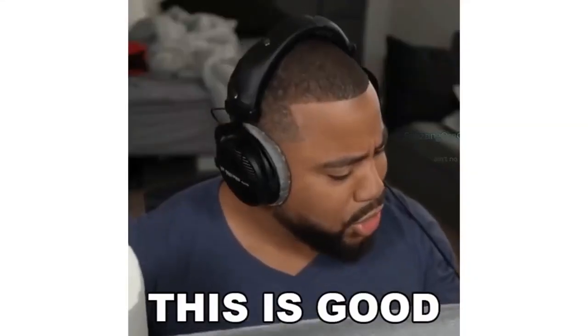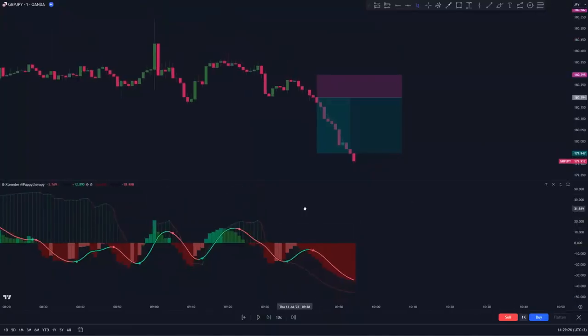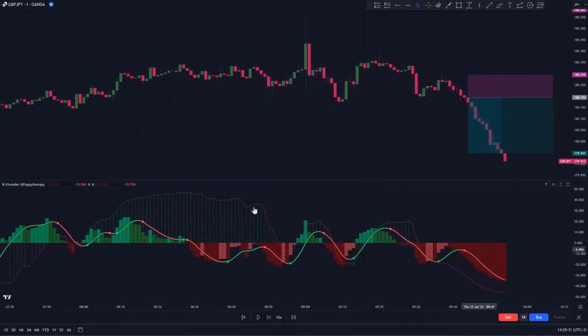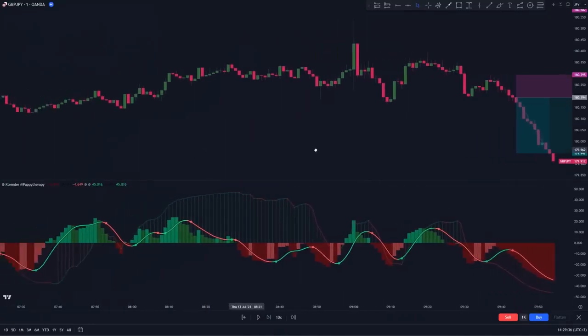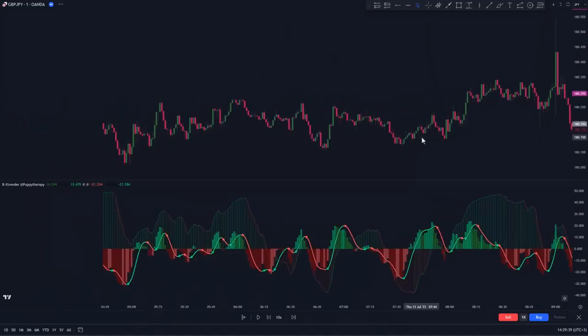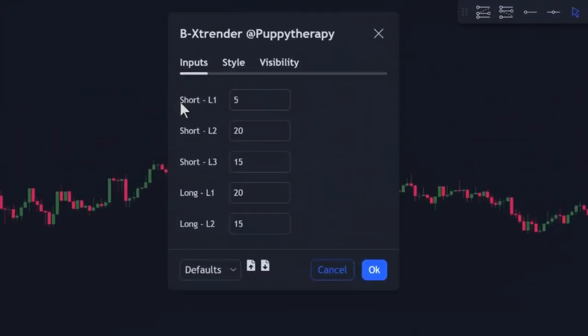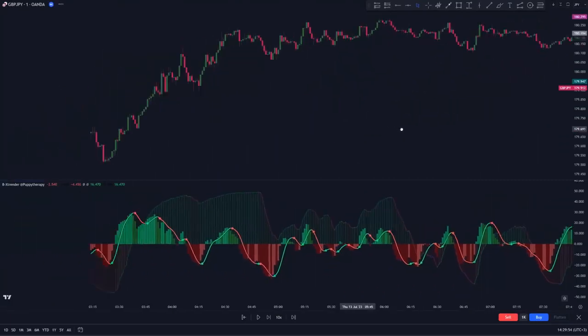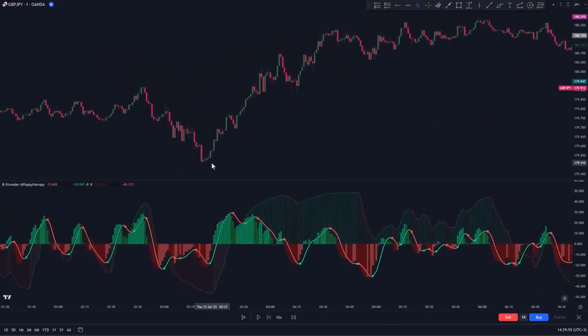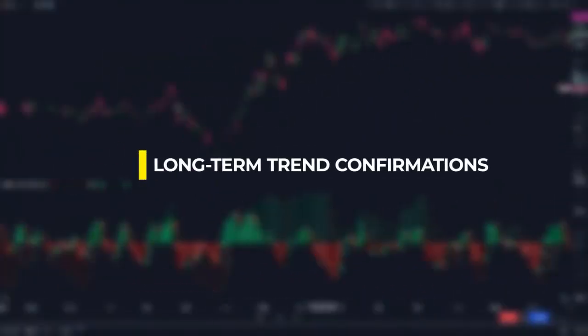Now, this is good. However, you will notice that the BX trend histogram can only be used to identify short-term trends in the market. I couldn't find the right way in the input settings of this indicator to also identify long-term trends, so for that reason, we're gonna add another indicator for long-term trend confirmations.